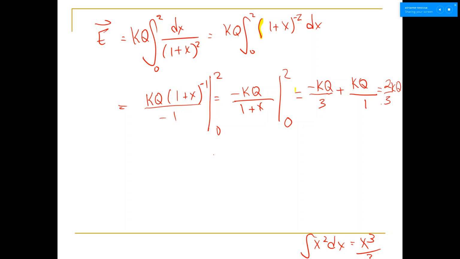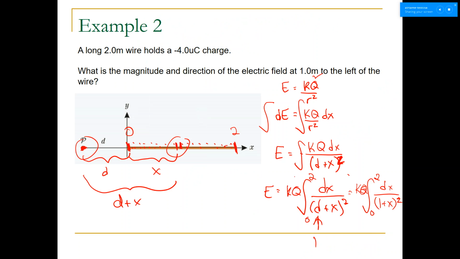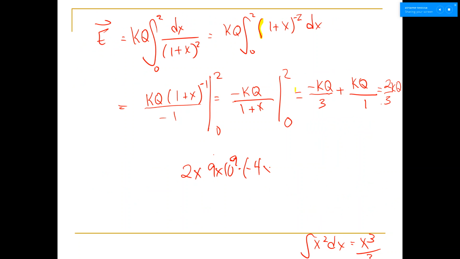So my answer should be 2 times 9 times 10 to the power of 9 times the charge, which was what? Negative 4 microcoulombs, nanocoulombs. What was it? Microcoulomb times 10 to the minus 6 coulombs, divided by 3, and that should give me my electric field.